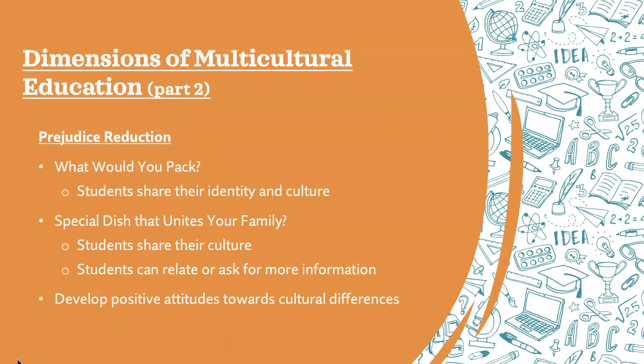The prejudice reduction dimension was also witnessed. There was an activity called What Would You Pack? Students were asked to pretend that they had to go into hiding and could only place a few items in their backpack. Through the items that they said they would put in their backpack, they were able to share their identity and culture with the rest of the class.